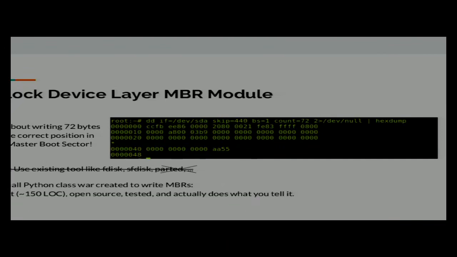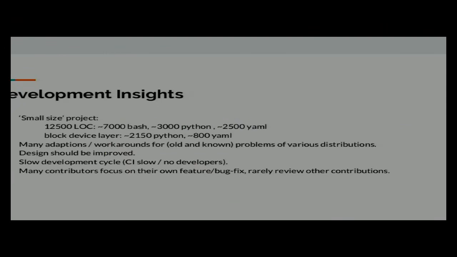Okay, so then maybe some development insights. Disk image builder is an OpenStack project. It's a part of a project, and from the size here, it's really small. So it's about 1,200,000 lines of code, and it's about 7,000 lines Bash and Python mostly. The new block device layer, which was created during the last year, is about 3,000 lines of code.